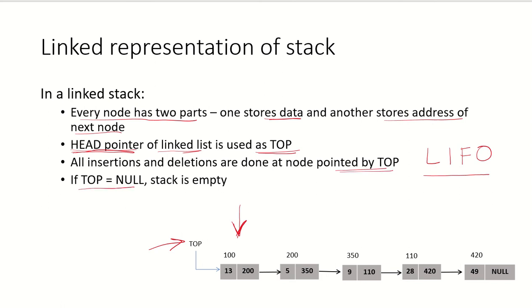If top is null, that means the stack is empty. This is just like saying that if the head pointer contains the value null, there is no node in the linked list and the linked list is empty. You can watch my earlier videos on linked list regarding this.